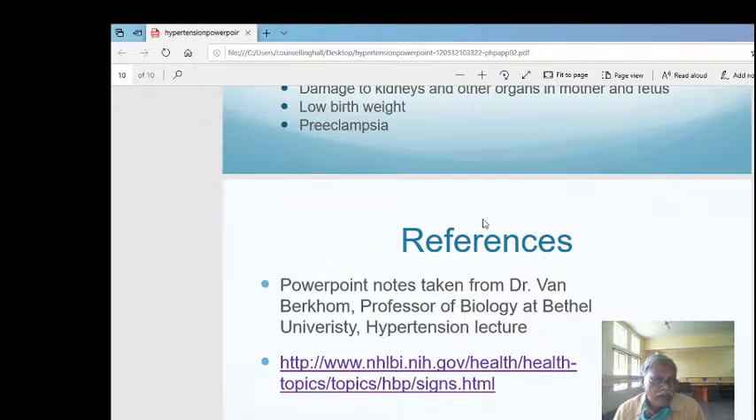If the patient develops preeclampsia, it should be treated. Convulsions should be controlled by giving magnesium sulfate to those individuals. This is how you should control the blood pressure in these patients.